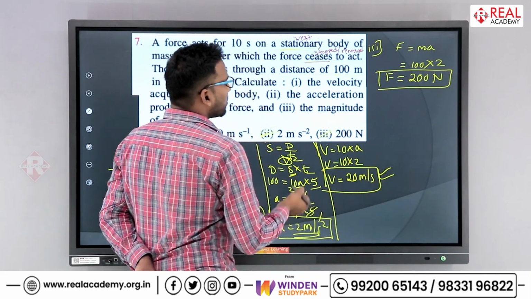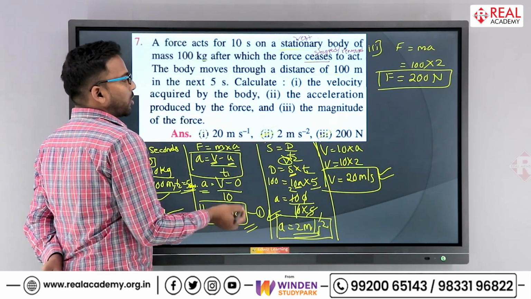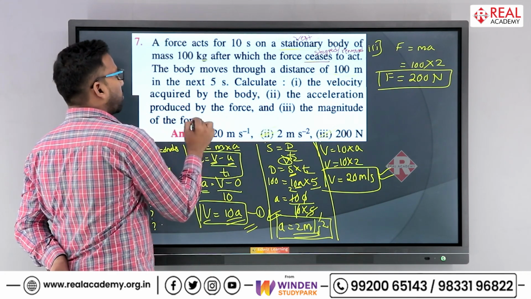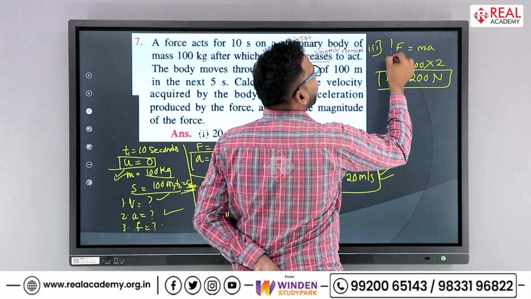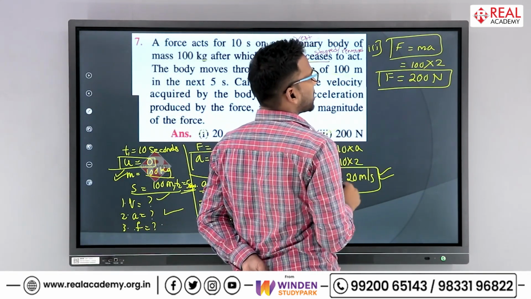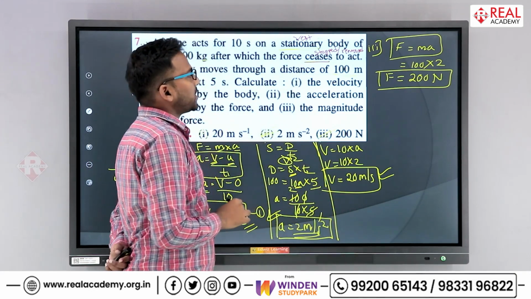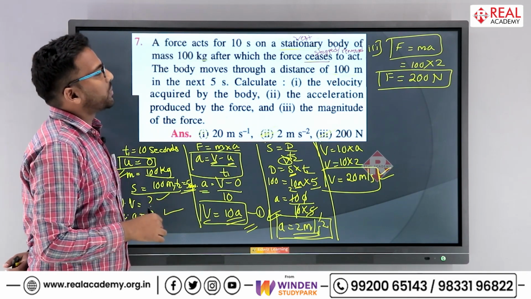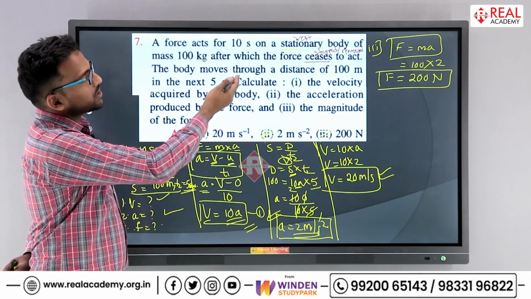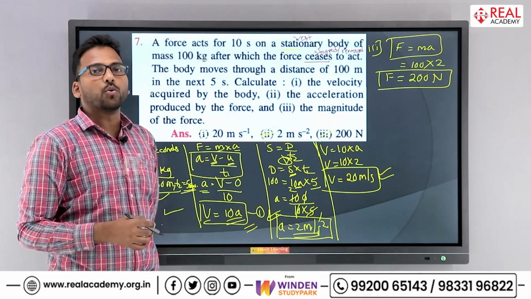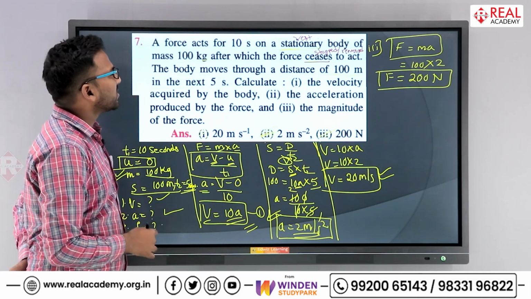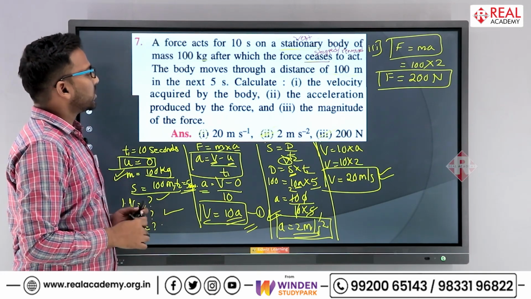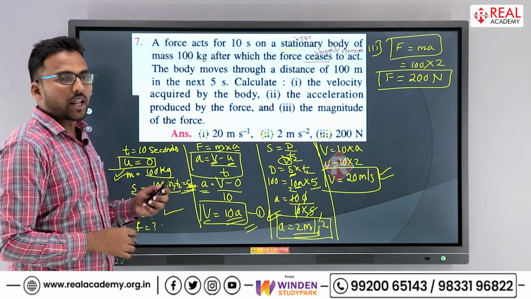we have achieved velocity. And what about force, the magnitude of force? From the second law we know force is equal to mass into acceleration. Mass is 100 kg, right? And acceleration we have just got as 2 meter per second square. So 100 into 2 is 200 Newton. Okay, done with this question? Okay, chalo, next sum.